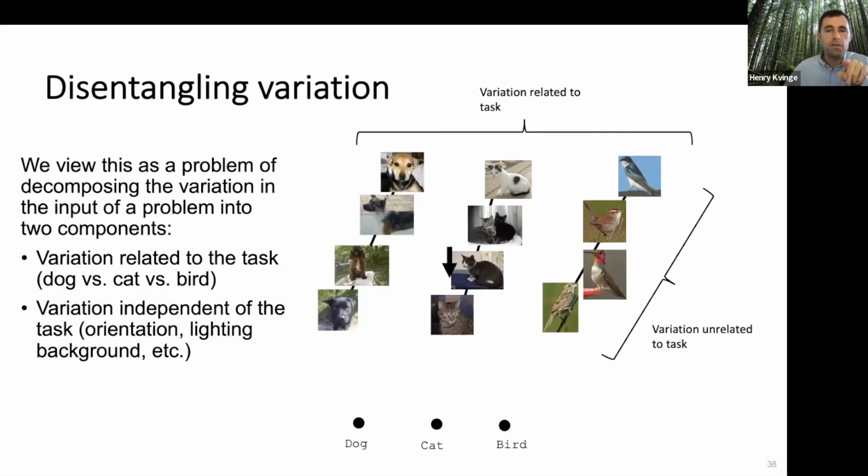So the way that we thought about this was in terms of a disentangling problem. So you have this big cloud. In this case, we'll talk about the picture since it's maybe a little easier to visualize, but for us, it was the process parameters. You have this big cloud of data, and you'd like to disentangle it so that you can distinguish between the variation related to the task, which in this particular cartoon example is the species of animal here, and the variation that's independent of the task. So orientation, lighting, background, all that sort of thing.